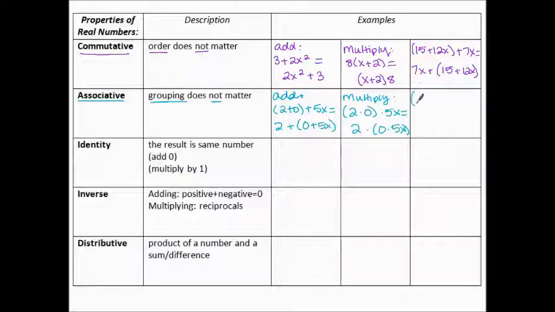Lastly, we have a similar example to the one above. 15 plus 12x plus 7x, which is how we started earlier. But now I can rewrite it as 15 plus, I'm going to change my parentheses, 12x plus 7x. Now I changed the grouping for associative property.